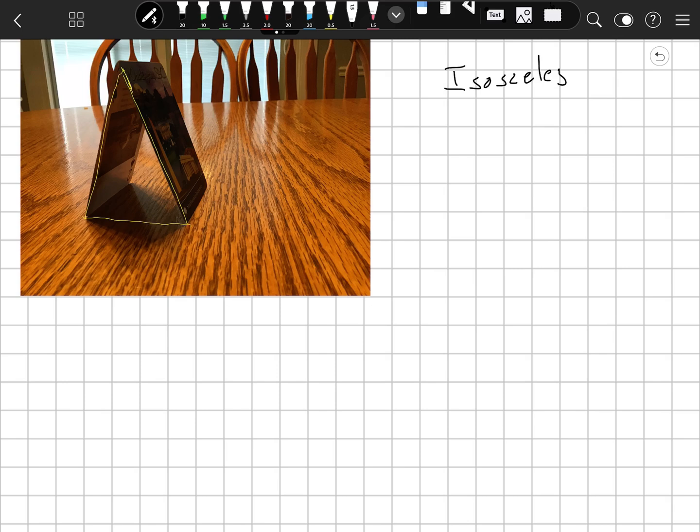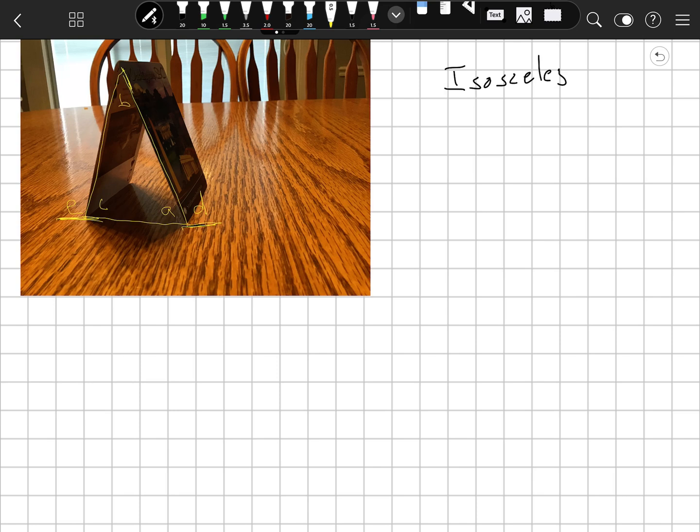What else do we know about this triangle? What do we know about its angles? Let's number the angles a little bit here. So we've got A, B, C, D, E. So we've got several different angles there.